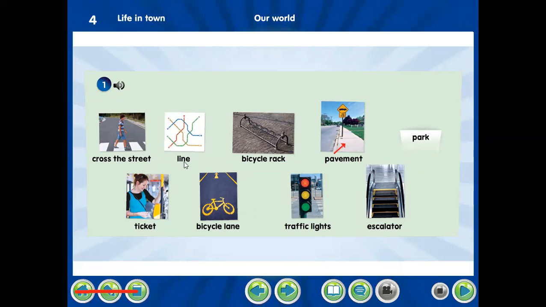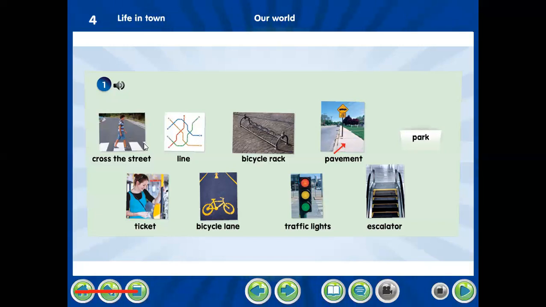Cross the street. Line. Bicycle rack. Pavement. Good. The next part. Ticket. Bicycle lane. Traffic light. Escalator. Thank you, Luciana. Good.